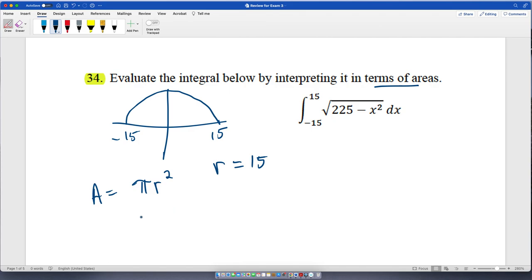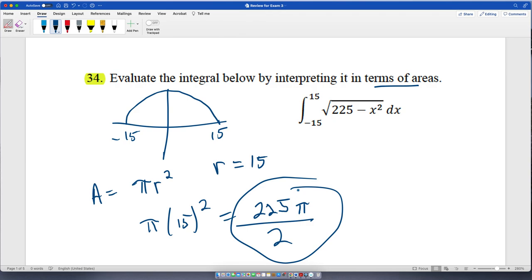Half of it. So when we find this area, yes, it's going to be pi 15 squared, which is 225 pi, but that's for the whole circle, and I've only got half of it, so I've got to divide it by half. So be careful, watch those boundaries. You might have a quarter of a circle, I would divide by four.